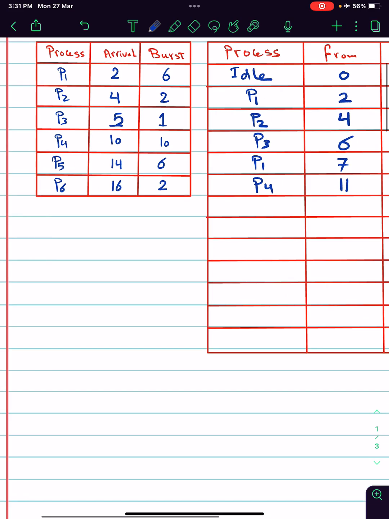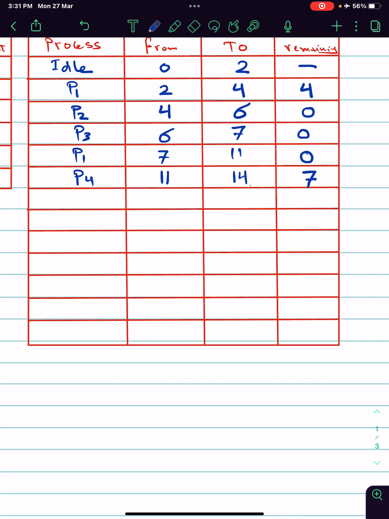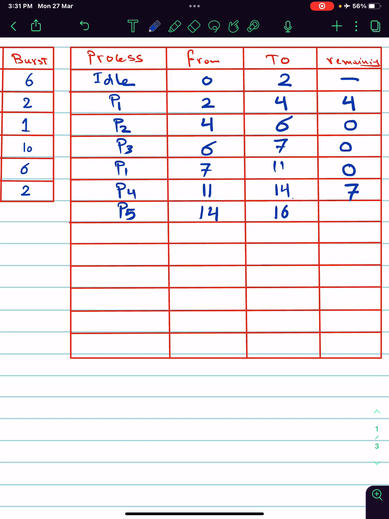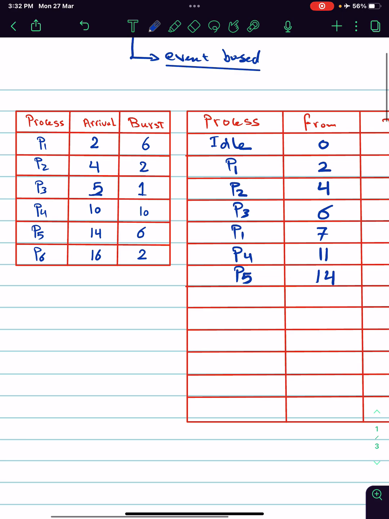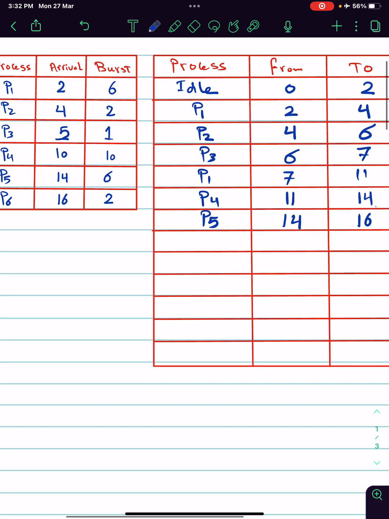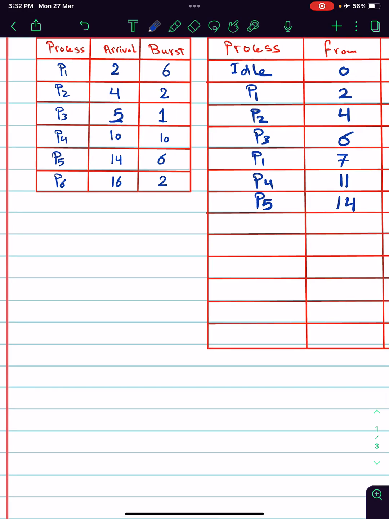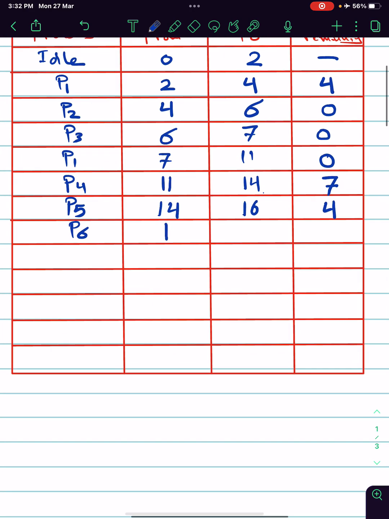Why did we stop at 14? Because at 14 you have a new arrival, P5, with a length of 6. 6 is less than 7, which is the remaining time of P4. That's why we're going to go for P5. So P5 is going to work from 14 all the way to 16 and stop. And the remaining time at 16 is going to be 4. Why 4? Because it arrived at 14 with a burst of 6. It works from 14 to 15, and then from 15 to 16, so you finish 2 slots out of 6, and you have 4 remaining. Why did we stop? Because at time 16, we have a shorter process, which is P6. Now P6 is going to start working from 16 all the way to 18, and now it finishes.